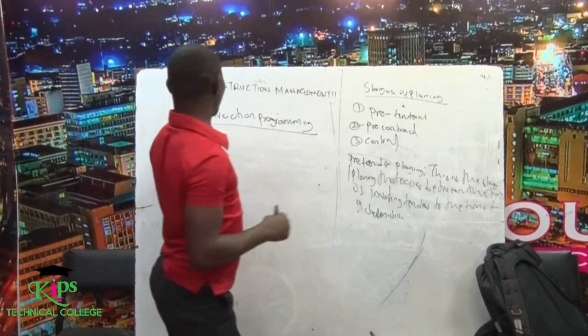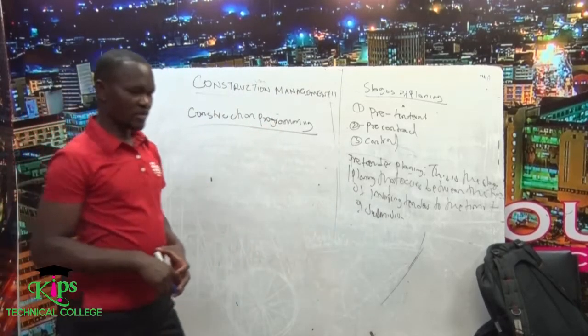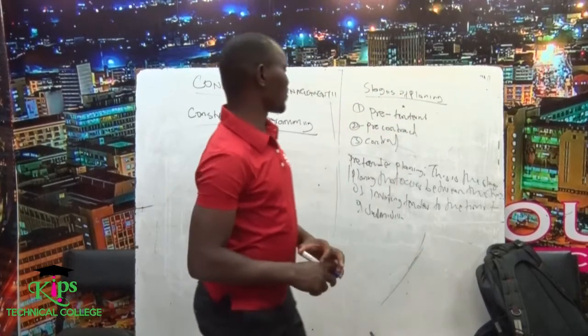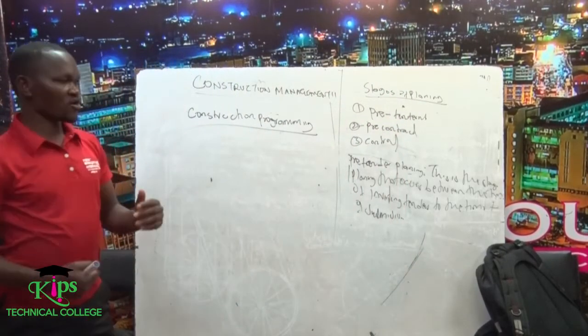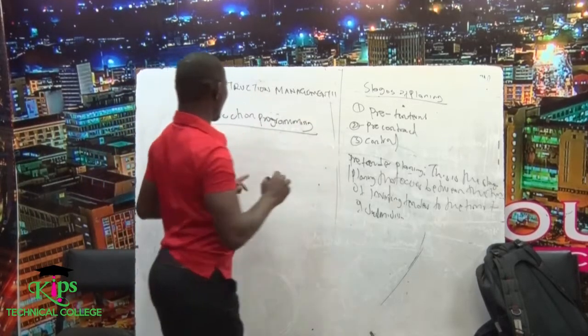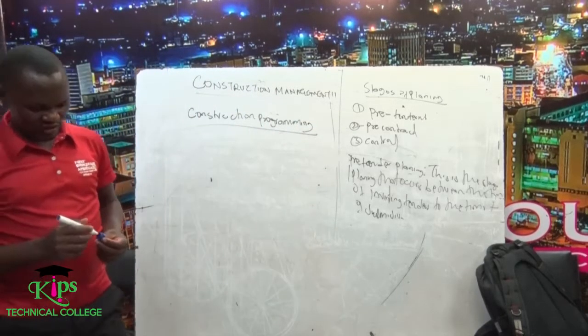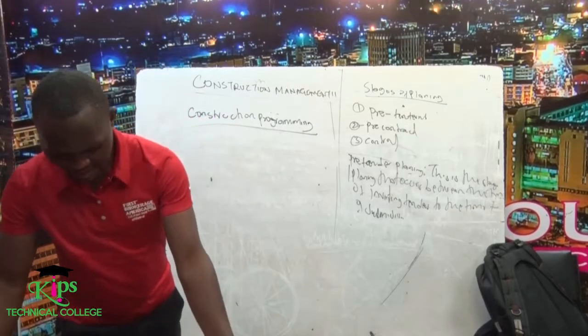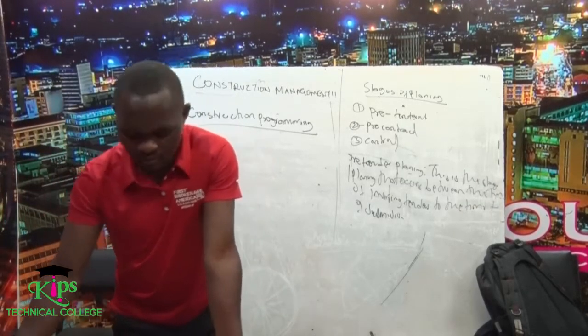We want to talk about construction programming. When we talk about construction programming, it means that our construction work is on, and now we have to have a way of doing these activities. So we can have two ways of programming. We can have the charts. Again, we can use the critical paths.